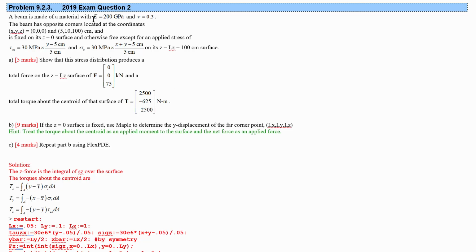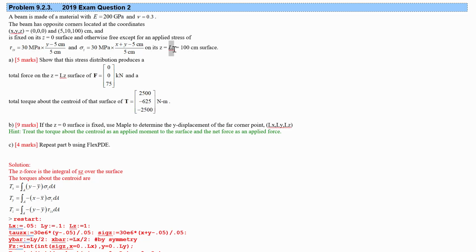So the beam is made of a material with this stiffness and this Poisson's ratio, and it has opposite corners located at 0, 0, 0 and 5, 10, 100 centimeters. So it's really long in Z compared to the other dimensions, and it's fixed on its Z equals 0 surface and otherwise free, except for an applied stress of this on the and this. So this is the stress on Z in X. It's a shear stress applied and an axial stress applied on Z in Z, both on its Z equals 100 centimeters surface. So Z equals LZ surface.